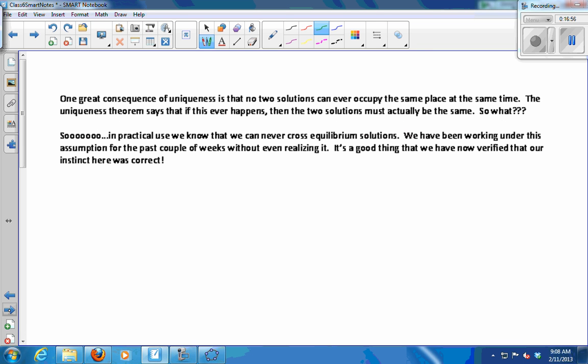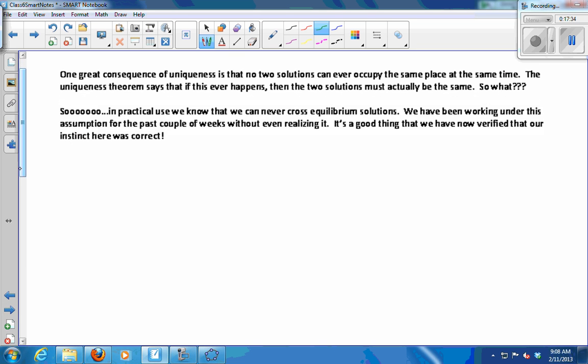So yeah, your observation is that one great consequence of uniqueness is that no two solutions can ever occupy the same place at the same time. So if this ever happens, the two solutions must actually be the same. So in practical use, solutions can never cross. And that helps you a lot when you're looking at qualitative behavior, because if you have equilibrium solutions, you know you can never cross them. So again, this has been intuitive for us. We've been using this assumption through the whole course and not even realizing that we were assuming it. Okay. But now it's a good thing to have verified it and know that our instincts were correct.